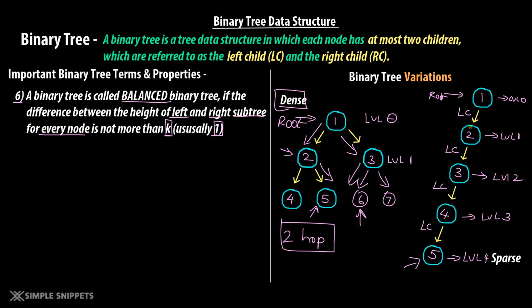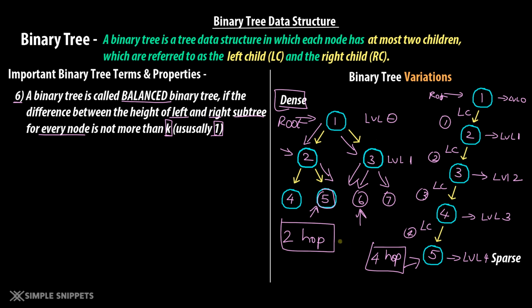You go from 1 to 2, so this is 1. Then you go from 2 to 3, it is second hop. Then you go from 3 to 4, it is third. Then you go from 4 to 5, it is fourth. So how many hops do you require? You required 4 hops. So in a dense tree, node 5 was accessed in 2 hops. In a sparse tree, node 5 was accessed in 4 hops.